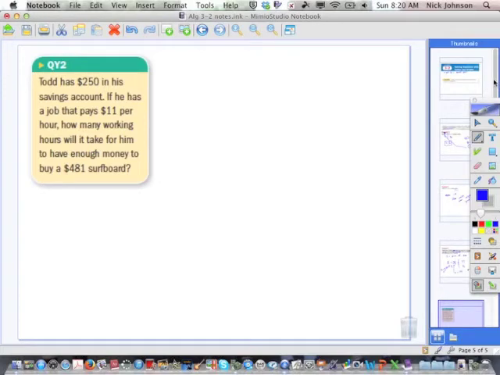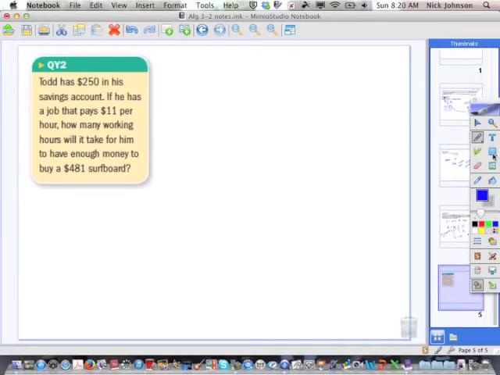Moving on. Sorry. Todd has $250 in his savings account. If he has a job that pays $11 per hour, how many working hours will it take for him to have enough money to buy a $481 surfboard? Okay? So my variable X is going to be number of hours worked, right? And what happens is he started out with so much money. How much money did he start out with? $250.